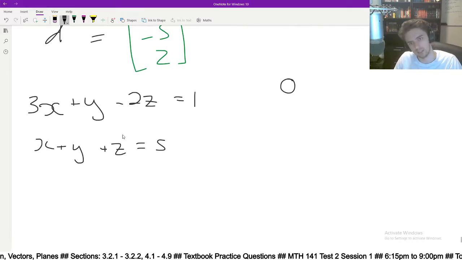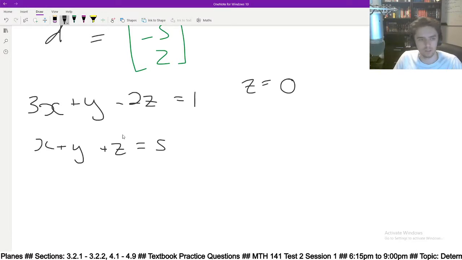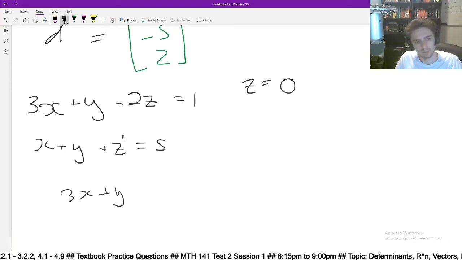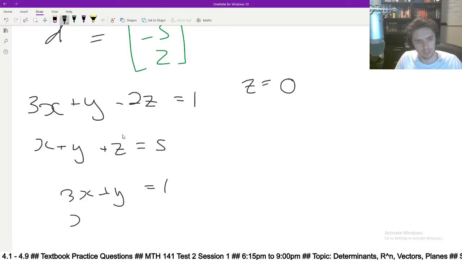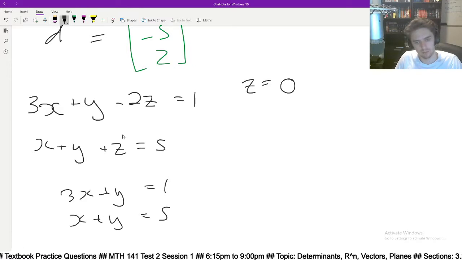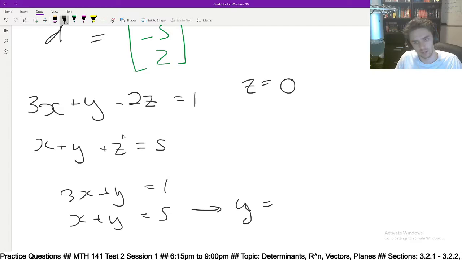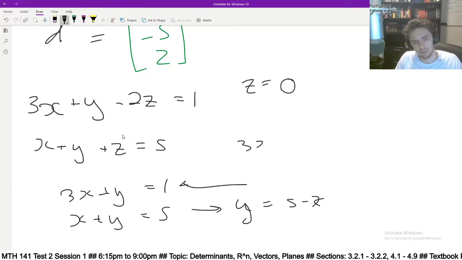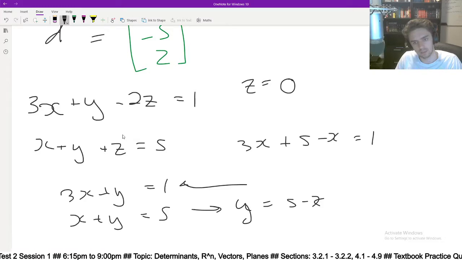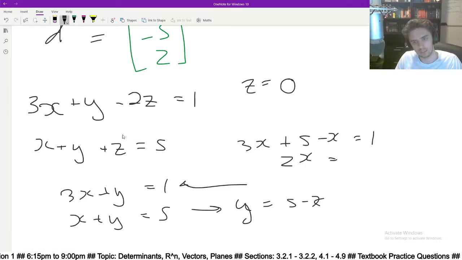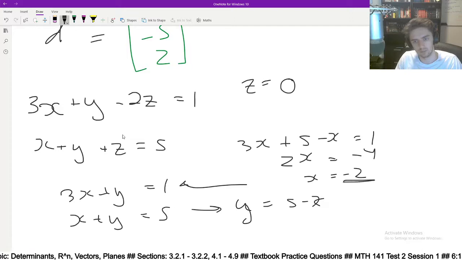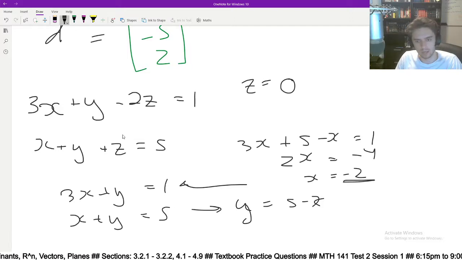line. So let's just say z equals 0. So this would just simplify to 3x plus y equals 1, x plus y equals 5. Okay, so y equals 5 minus x. Put that into here: 3x plus 5 minus x equals 1. So 2x equals negative 4. So x equals negative 2. And then y is 7.